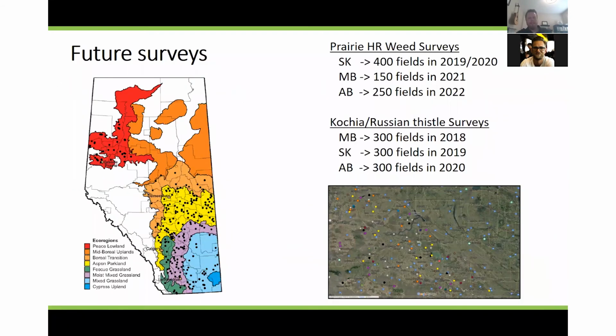In the future for these surveys, here we're looking at the plan going forward. Again, I mentioned the Alberta kochia survey was in 2020, and the herbicide resistant weed survey, where we cover multiple weed species, is planned for 2022 in Alberta. These dates might change a little bit, depending on whether we're able to go out and survey fields this year.